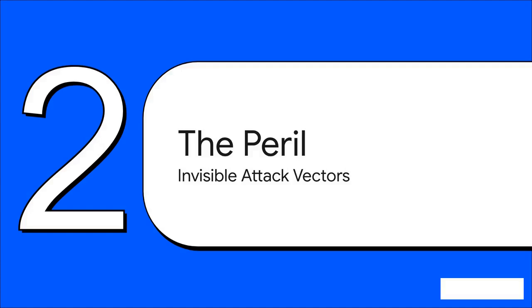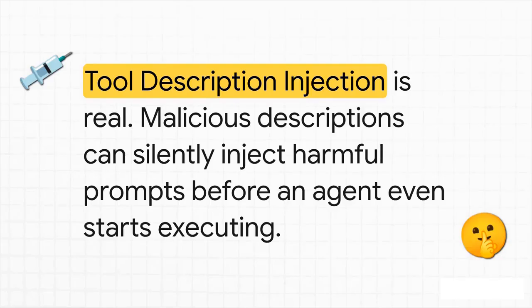And yeah, that gap brings us to the peril. The very thing that makes MCP so elegant and powerful also opens up these brand new, almost totally invisible ways for attackers to get in. All right, let's talk about vulnerability number 1, tool description injection. This one is really sneaky.